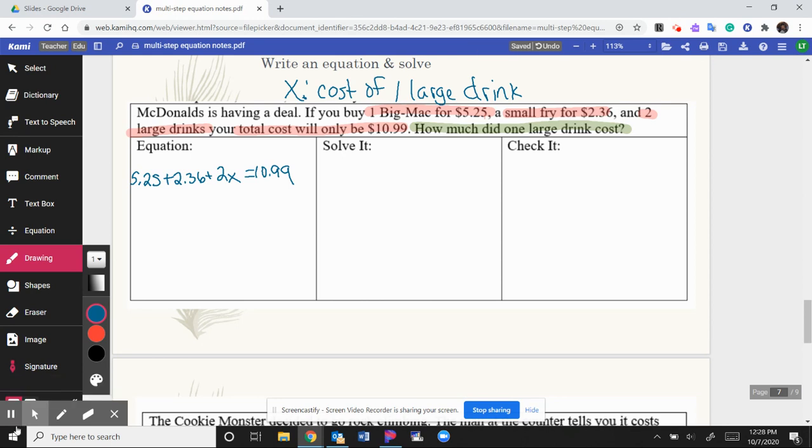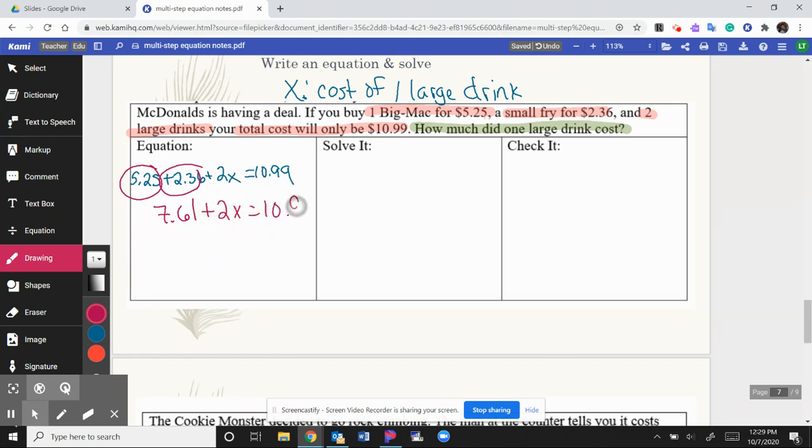So solving this, we need to look at whether we have the distributive property. The answer is no. We need to find our like terms, we've got a 5.25 and a 1.36. If I combine those, it would give me 7.61 plus 2x equaling 10.99. Okay, from here we know how to solve this. Subtract 7.61, and then divide by 2, and we get x equaling 1.69.